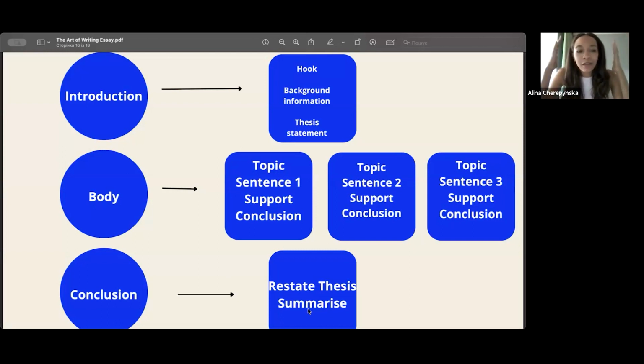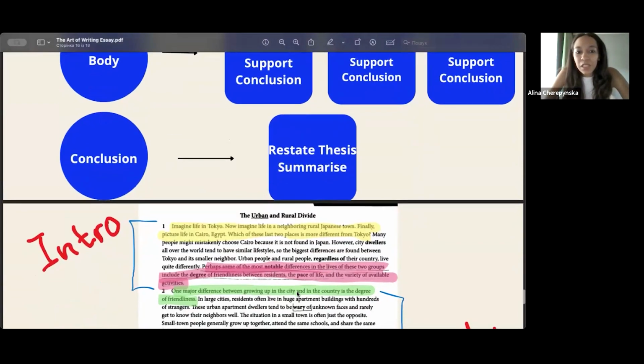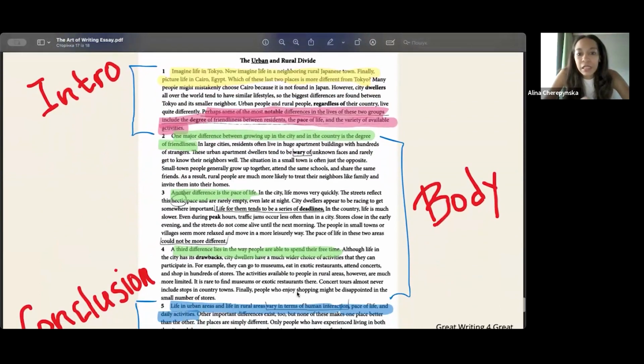It's like in math. In math, you have a structure, a formula to follow. The same situation in writing. You have a formula to follow, and then everything will be as easy as possible. So let's take a look. What do we have as an example? I hope you can see my screen right now. And here we have an example of a perfectly made essay.